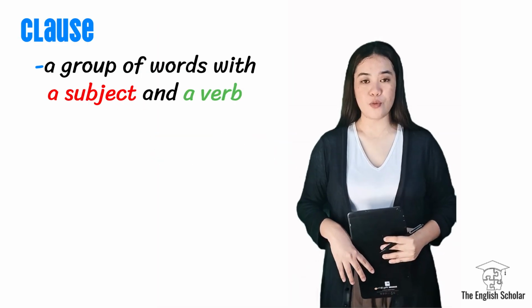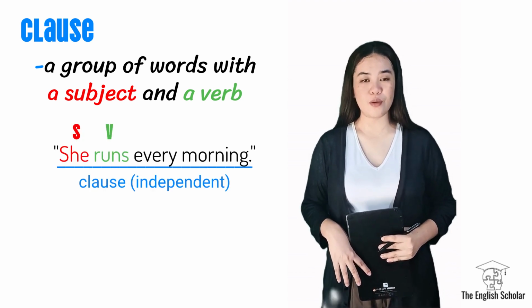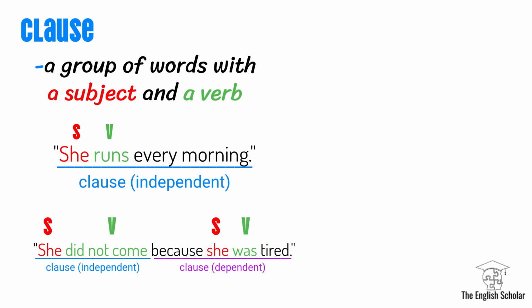A clause is a group of words that has a subject and a verb. It can be a complete sentence, or just part of one. "She runs every morning." This is a simple clause and is considered a complete sentence. "Because she was tired." Also a clause, but not a full sentence on its own because of this conjunction. It needs an independent clause to be complete. It can be, "She won't be able to come because she was tired."